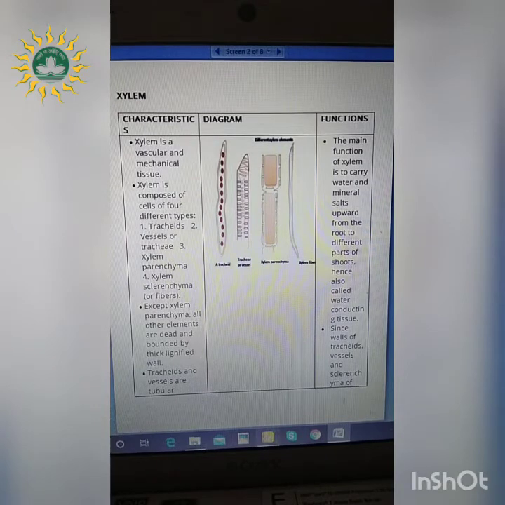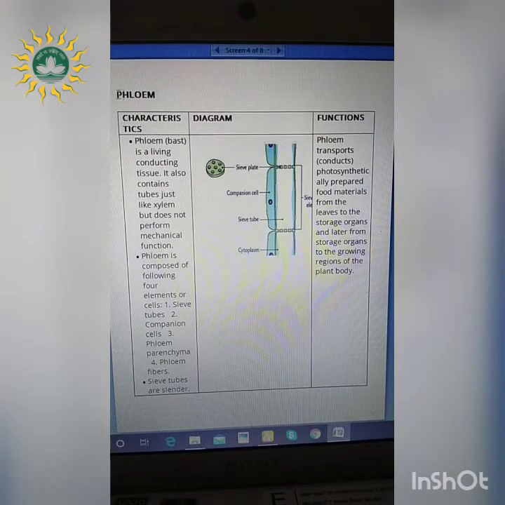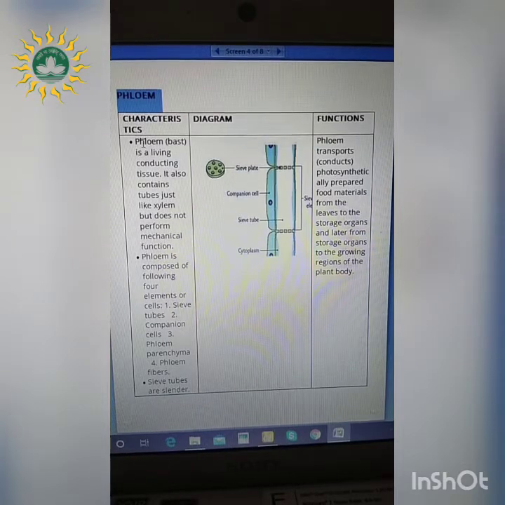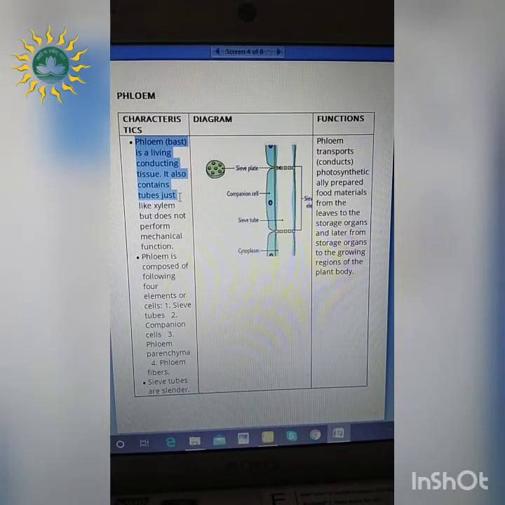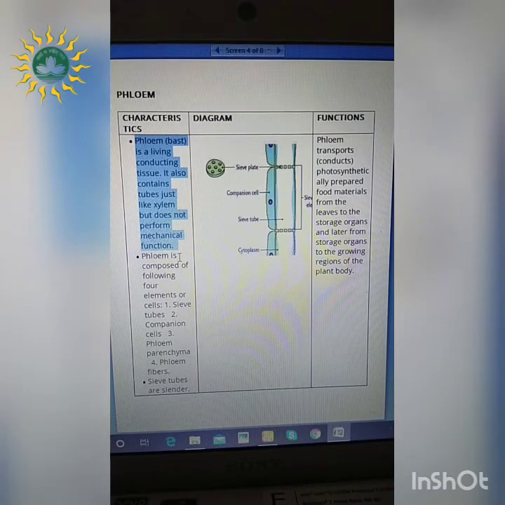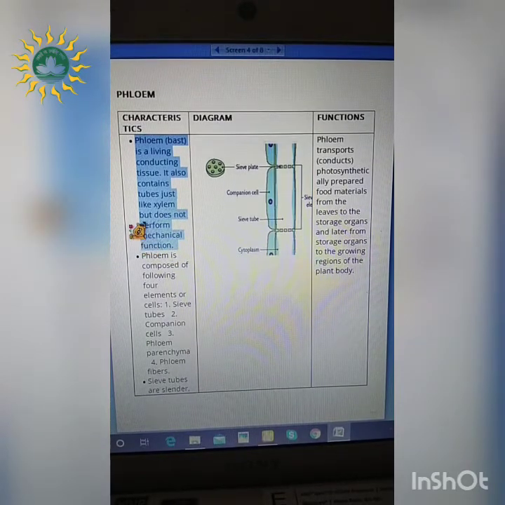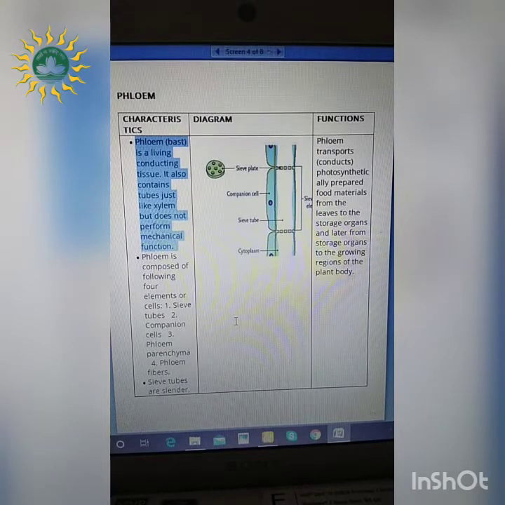Next, we will move on to the next type of complex permanent tissue, that is phloem. So firstly, coming to the characteristics, this phloem is a bast. We have mentioned this. It is a living conducting tissue. It also contains tubes just like xylem but does not perform a mechanical function. In the previous xylem part, we have seen that the mechanical support and mechanical function is present, but to be very specific, this phloem does not perform any mechanical function. And this phloem also consists of four elements.